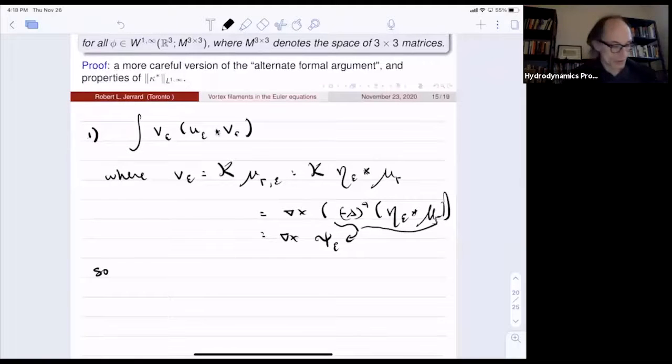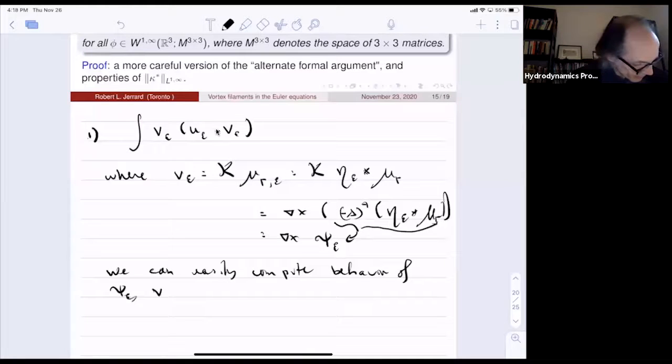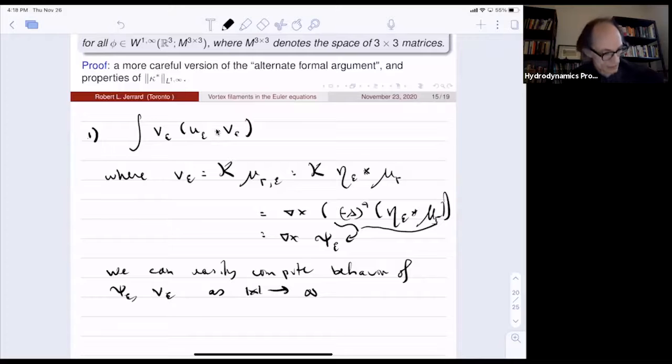And so here, let's say we can easily compute the behavior of, say, psi epsilon and V epsilon as x goes to infinity. And what do we find? We find, I believe, e.g. psi epsilon behaves like 1 over x squared.